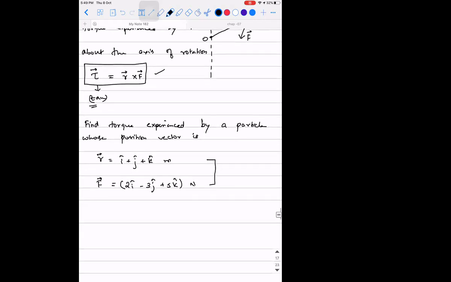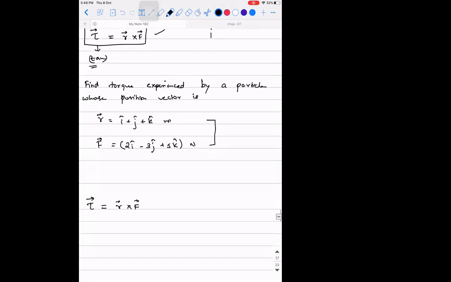Okay. So how to find it, sir? So torque vector, what is the formula? It is r vector cross F vector. Accepted. So what is r vector? It is I cap plus j cap plus k cap, cross F vector, which is 2i cap minus 3j cap plus 5k cap.